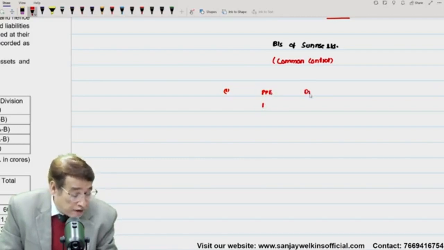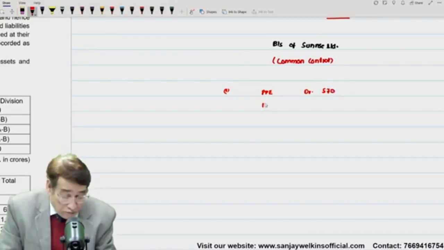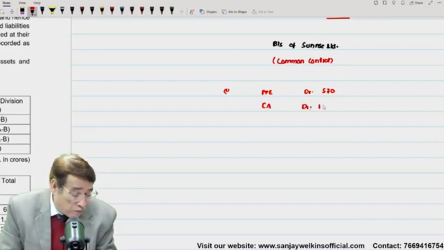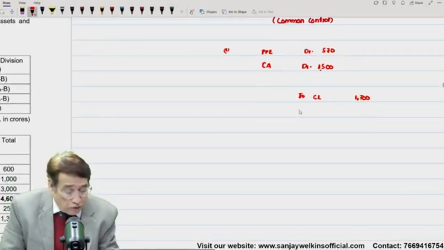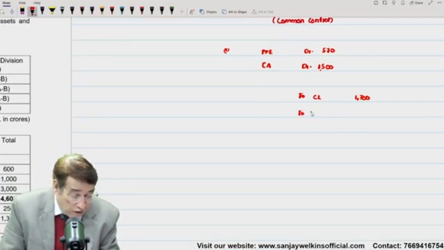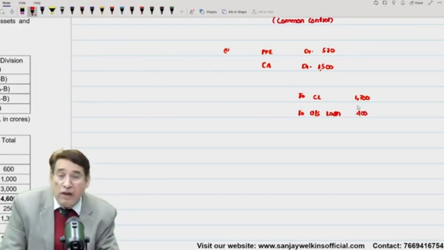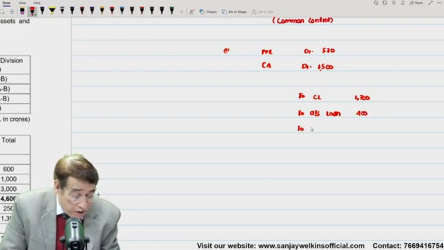Account debit, 570 worth of property, plant and equipment of new project division was taken over by us. Besides that, we took over current asset to the extent of 1500 of new project division. We took one liability also, that is current liability worth 1700 of new project division. And also, we took over unsecured loan to the extent of 400. Clear? And we are supposed to pay a consideration of 10 crores.